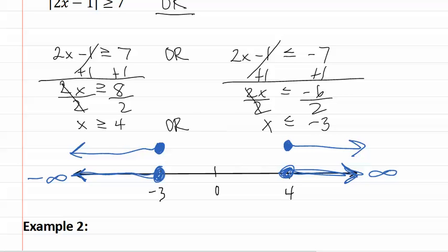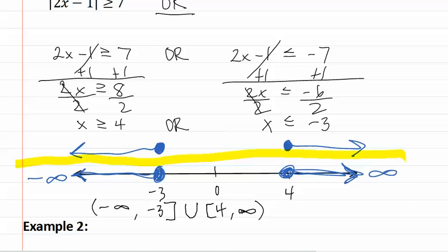We can now write this in its interval notation by doing parentheses, negative infinity, comma, negative 3, bracket for the closed circle, a horseshoe shape for the union, a bracket and a 4 for the closed dot, and then positive infinity and a parenthesis. This gives us our answer. Let's look at another example.